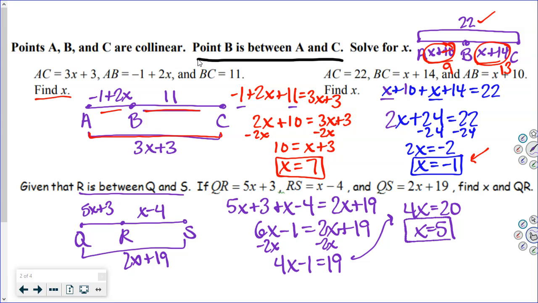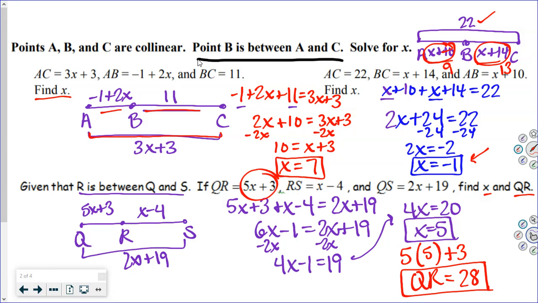Now notice, in this direction, it does ask me to find x, but it also asks me to find QR. So what I would need to do is come back over here and substitute the 5 that I just solved for into my expression. So now I have that QR equals 5 times 5 is 25, plus 3 gives me 28. I could also take a few minutes and plug in for QS and also RS to make sure that my answer makes sense as a whole.